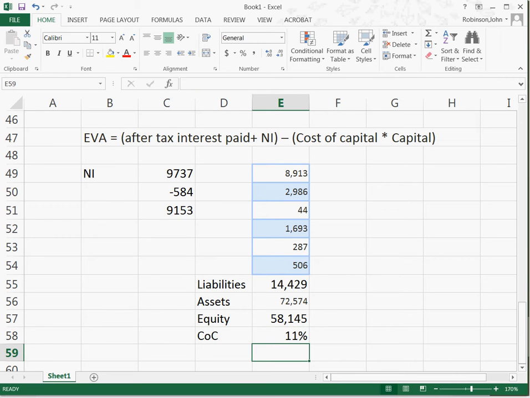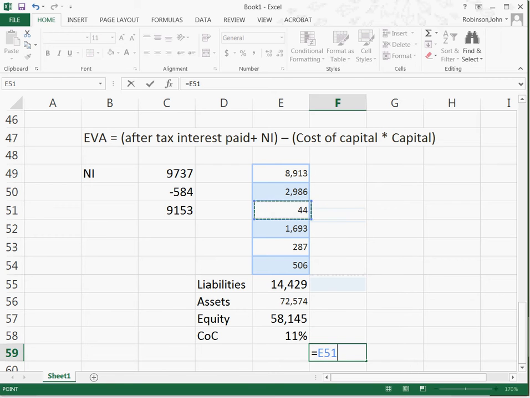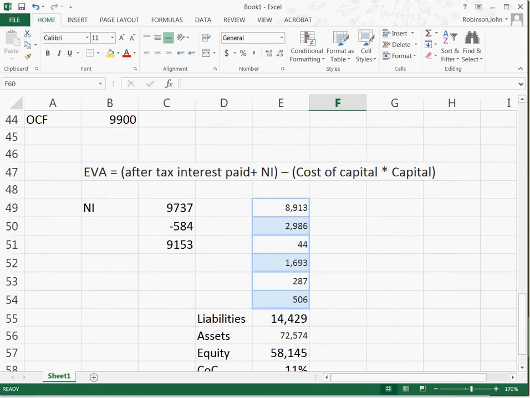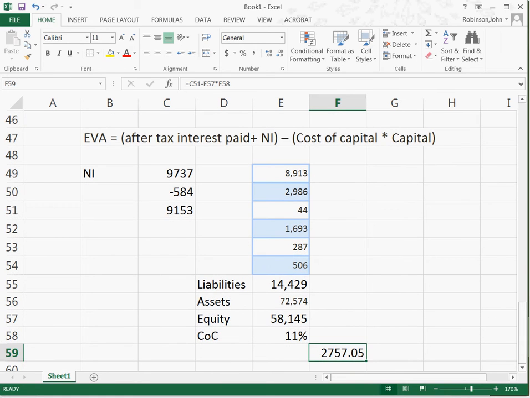So I have my net income plus after-tax interest paid, and then I'll subtract, right? So I'm just following the definition here. Value minus capital times cost of capital. And so we get Google generating just a little under $3 billion of economic value. And I think that's probably not a huge surprise, right? We might have a feeling that Google is more than the sum of its parts, that it's generating something beyond what you'd expect given the capital contributed to it.